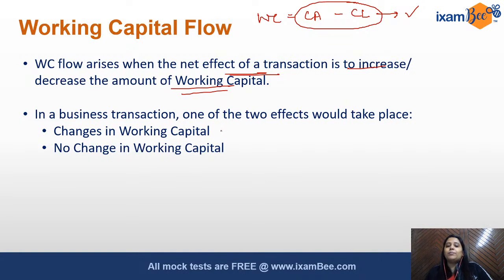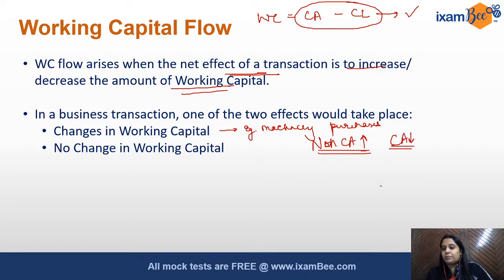Let's take an example. If I talk about changes in working capital, let's assume you have purchased a machinery. If machinery is purchased, what happens is, on one hand, your non-current assets are going up in the form of machinery, and on the other, current assets in the form of cash are going down. Since out of these two effects, the change in working capital will be affected only because of the decrease in cash, this transaction will have a net effect in which working capital is getting changed, right?